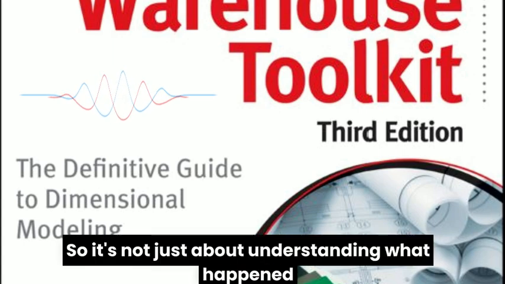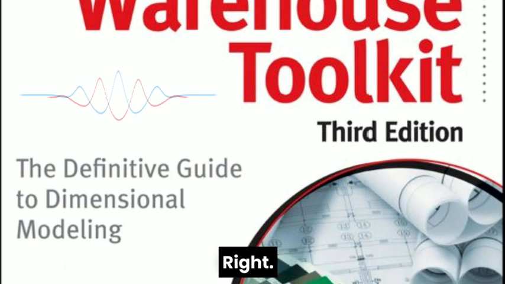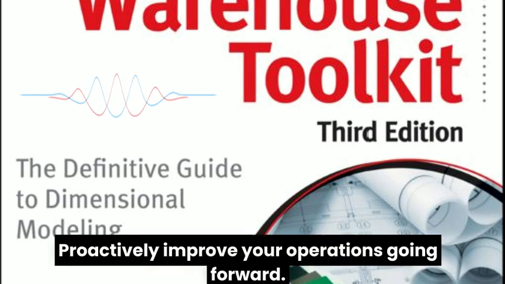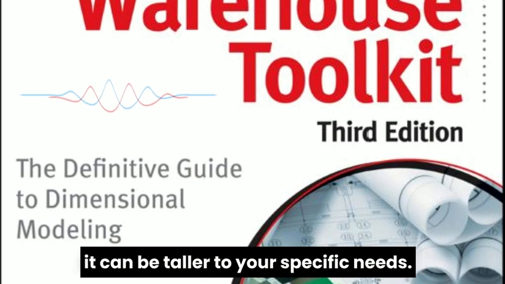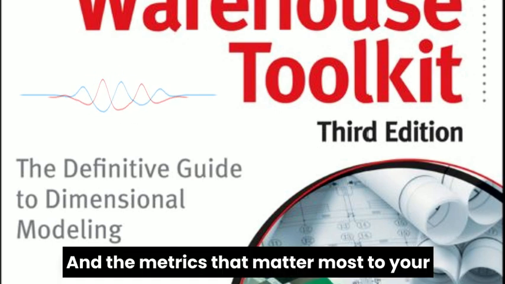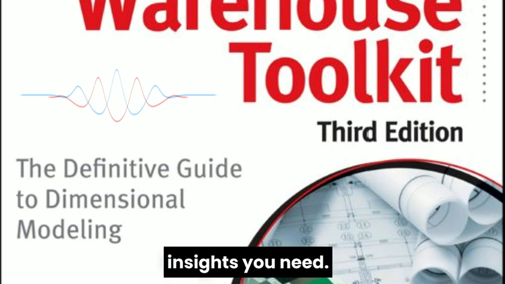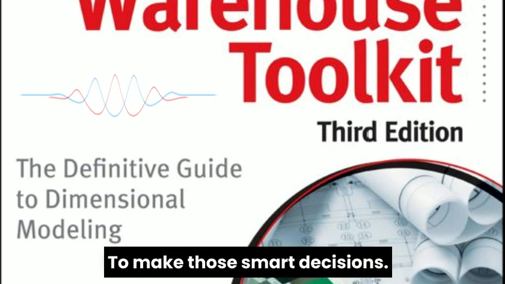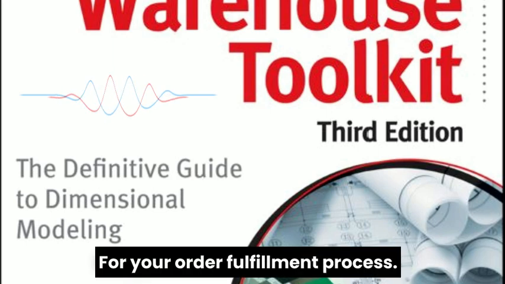So it's not just about understanding what happened in the past. No, it's not. Accumulating snapshots can help you proactively improve your operations going forward. They absolutely can. They're a powerful tool for continuous improvement. And the beauty of this approach is that it can be tailored to your specific needs. You can choose the milestones and the metrics that matter most to your business. And the accumulating snapshot will give you the insights you need to make smart decisions. It's like having a customizable dashboard for your order fulfillment process.